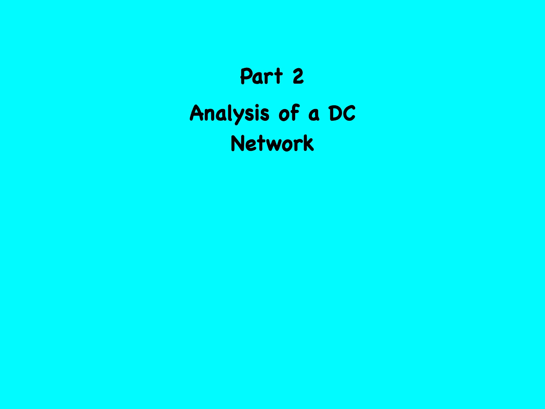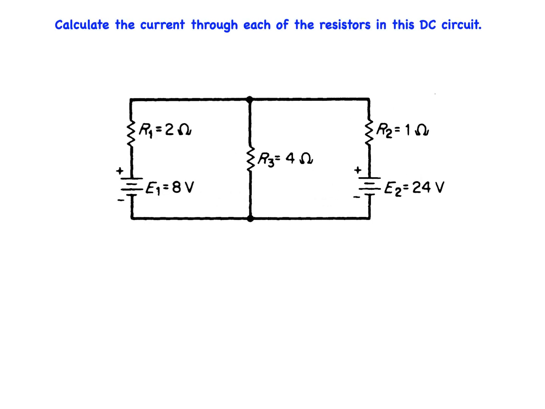We are now going to move into part 2 of our problem sets, which will be the analysis of a DC network. Problem number 1. In this problem, we are to calculate the current through each of the resistors in this DC circuit, using the branch current method of solution.